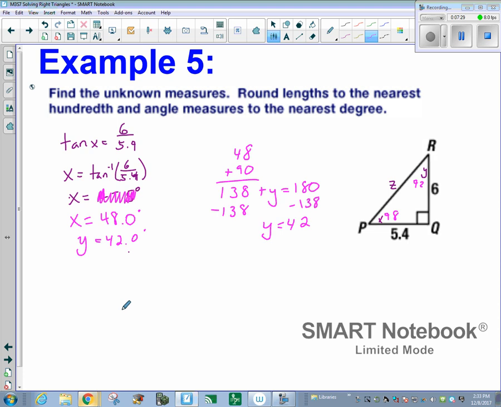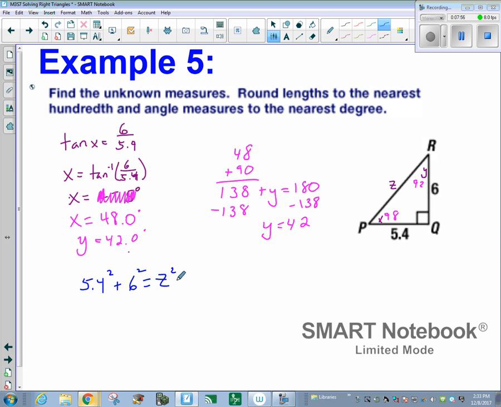Now to find z, you can use a trig function if you like, or you can use the Pythagorean theorem. Your call on how you want to solve it. I'm going to do the Pythagorean theorem because I think that's a little bit easier than setting up a trig function, but you can do what you want. We'll do it both ways. So if I want to find z, I'm going to say 5.4 squared plus 6 squared equals z squared.